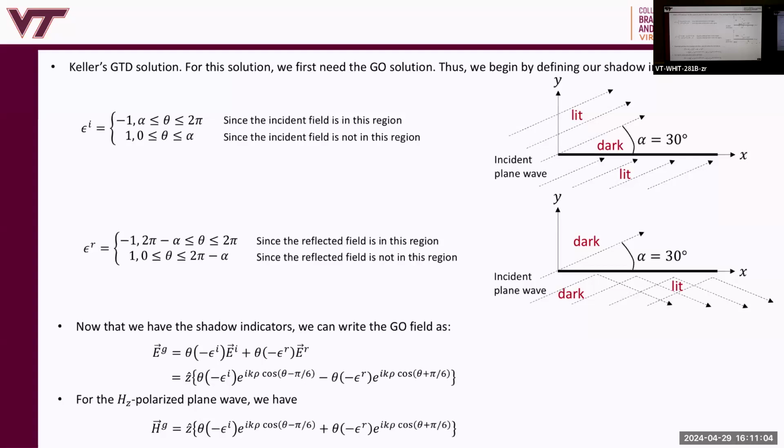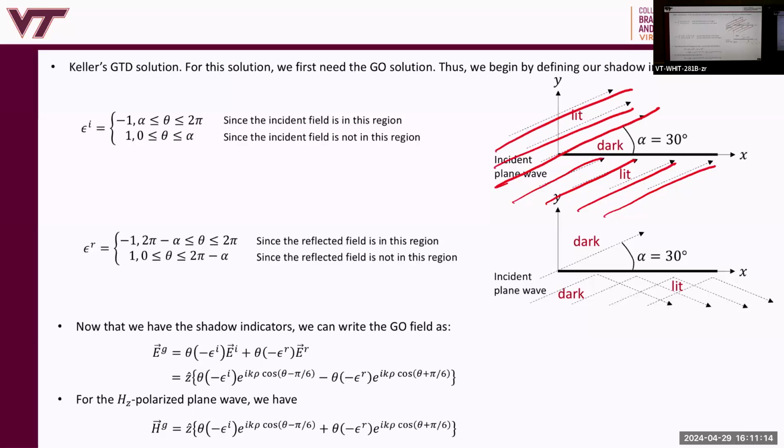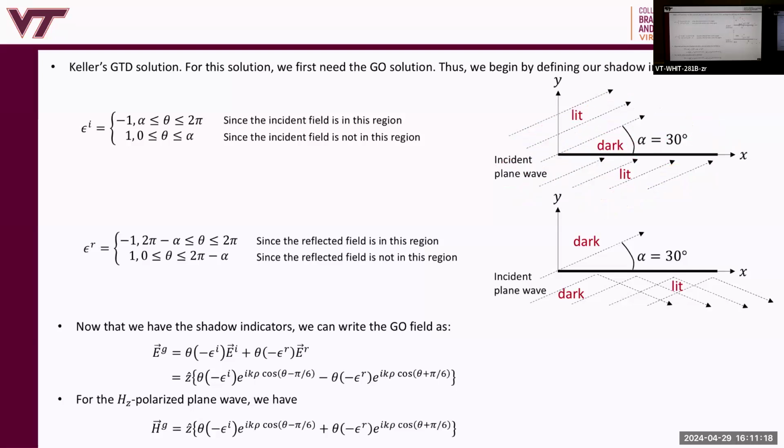We need the shadow indicators first. So first, the incident plane wave looks like this. It lights up everything below the half plane and everything above it in this region, but all through here, it's dark, right? So it's geometrical optics, it's rays. So this is the dark region from alpha going from 0 to 30 degrees, or 0 to alpha is dark. So that gets a plus 1. And when it's lit, then you get minus 1 for E incidence, right?